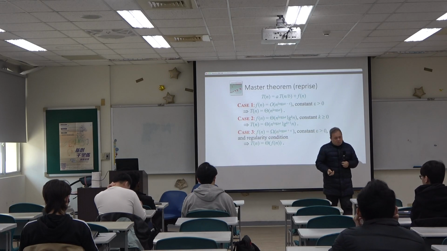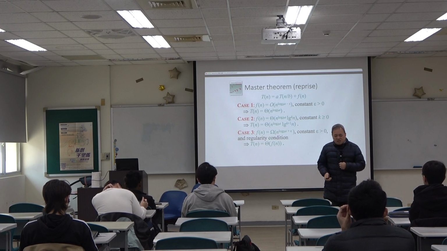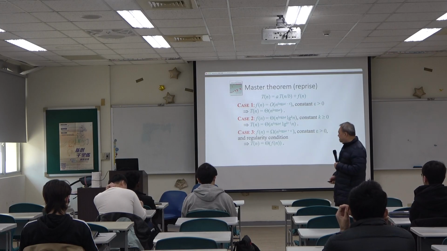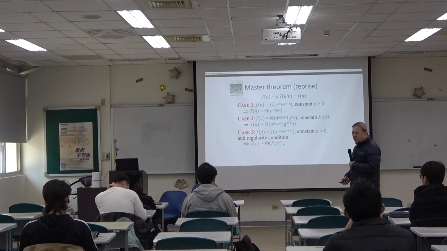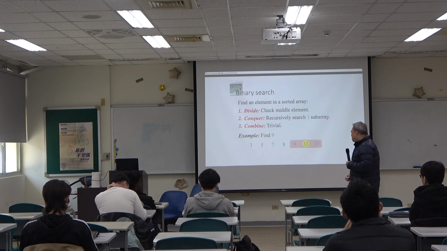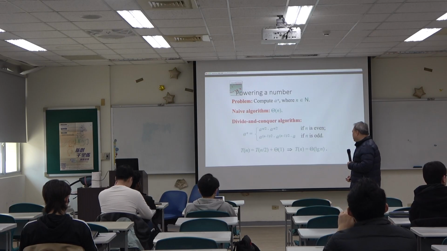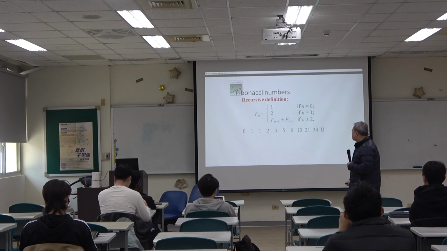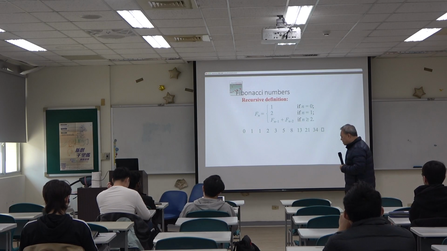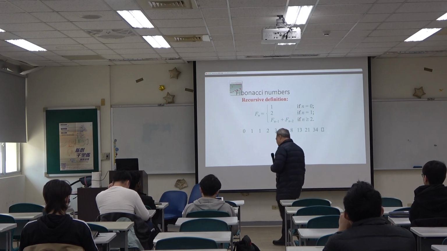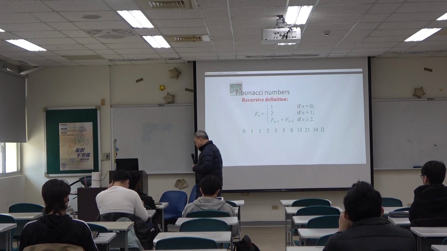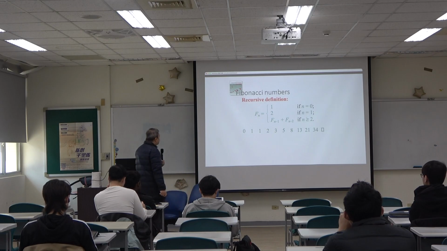But it's going to be as bad as a naive algorithm. So you are not getting any benefit from the divide and conquer, which is bad. So the next example is the Fibonacci number.